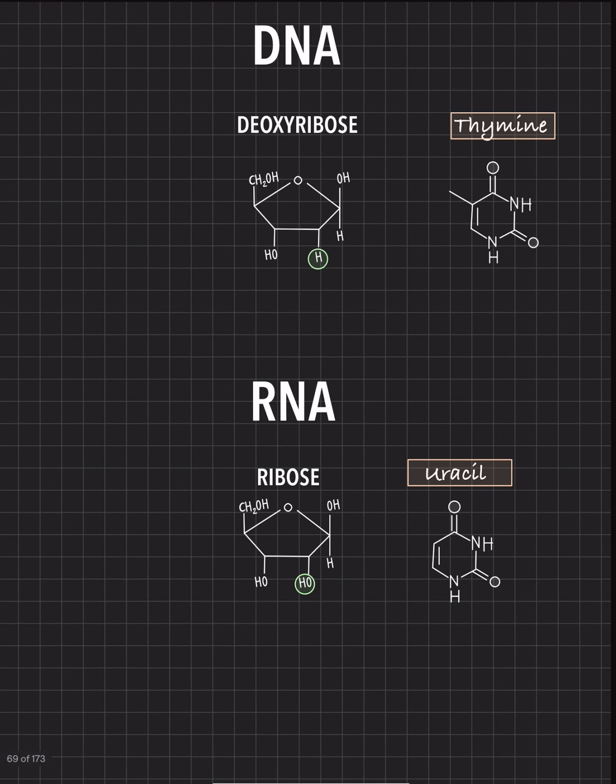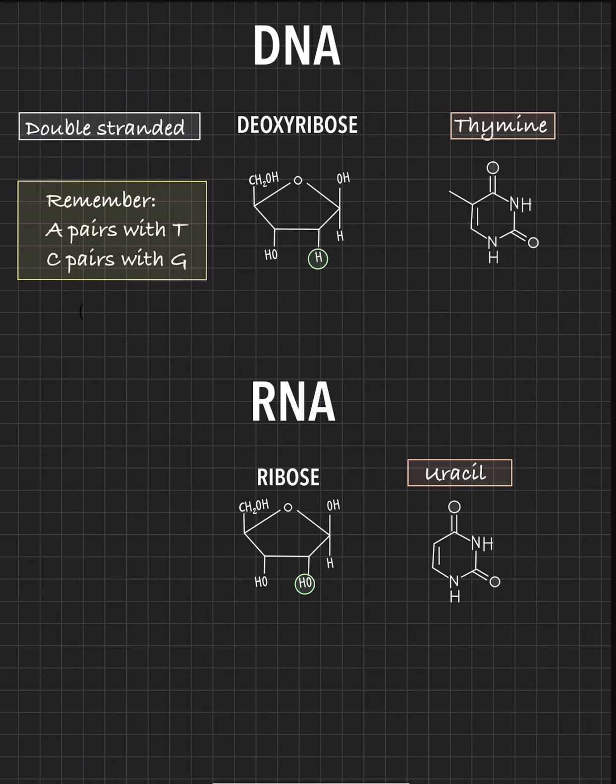So, main differences for DNA and RNA. For DNA, you need to know that it's double-stranded. Like, that's a huge difference, okay? Again, it has deoxyribose, not ribose, and again, it has thymine, not uracil. So when you're talking about pairing, you remember A goes with T and C goes with G, adenine with thymine, and cytosine with guanine. And again, the thymine is in DNA, not in RNA. RNA, on the other hand, is single-stranded.